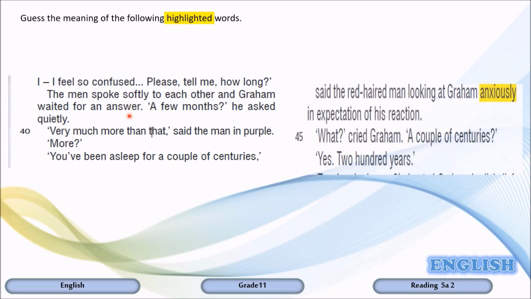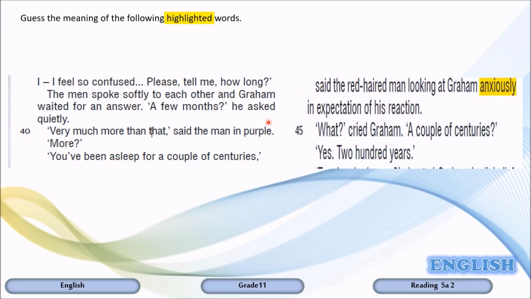Again, pause the video, read the paragraph or the sentence with the highlighted word, and try to guess its meaning through context. You'll be given 2 minutes to guess its meaning. Thank you very much. Are you done? Good. Let's read together. You've been asleep for a couple of centuries, said the red-haired man, looking at Graham anxiously, in expectation of his reaction.